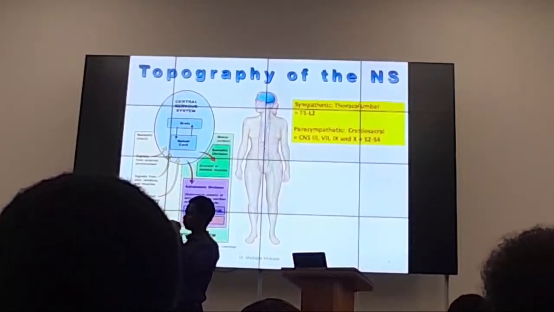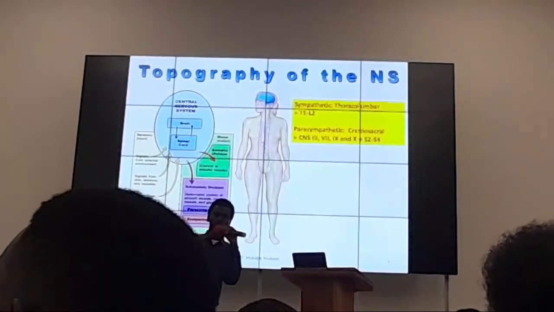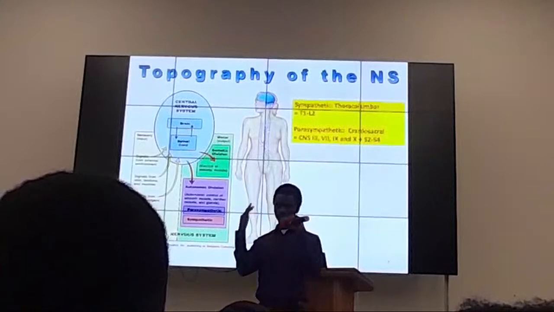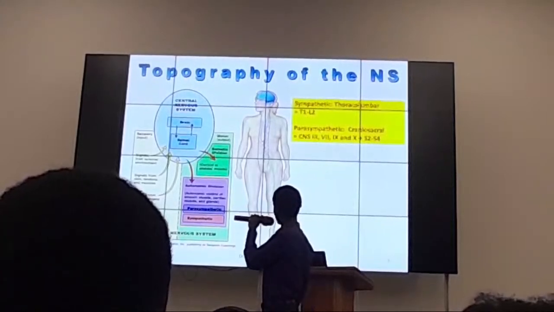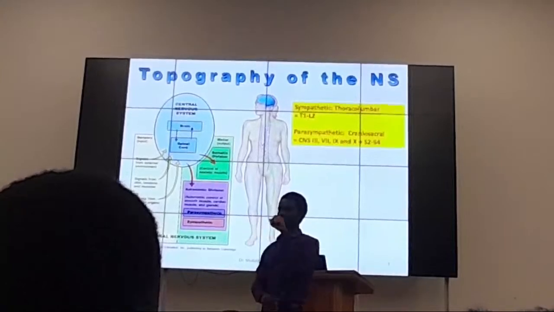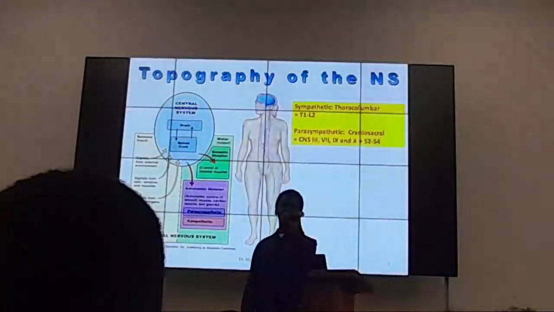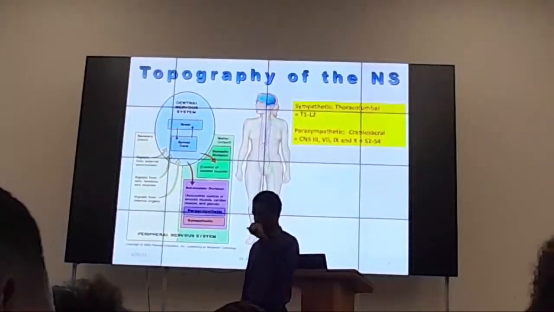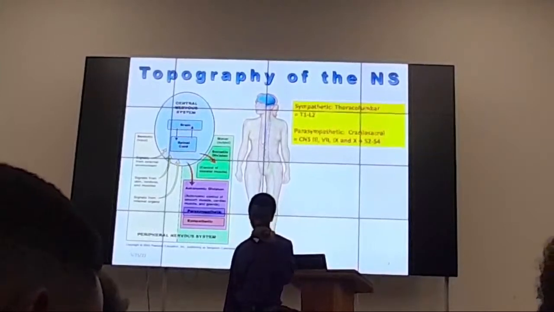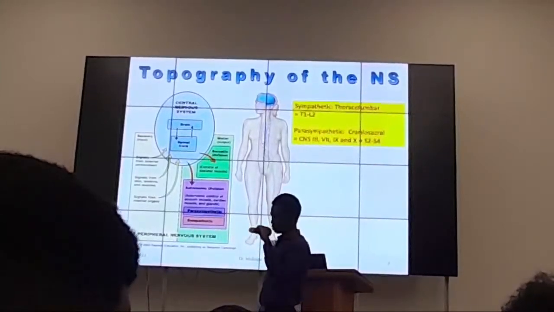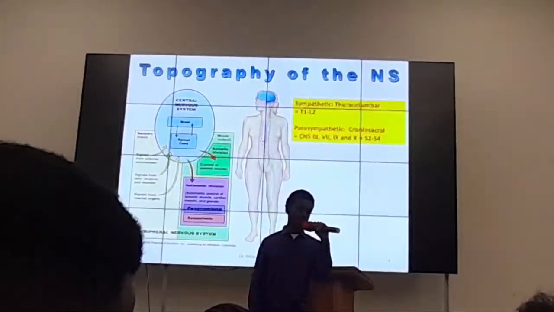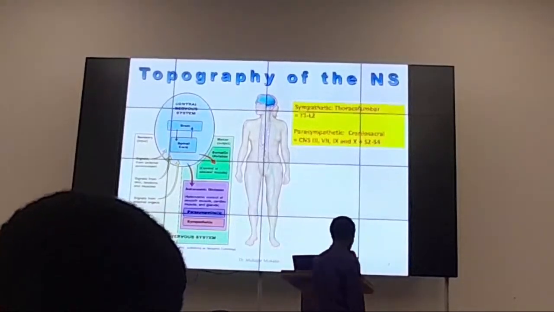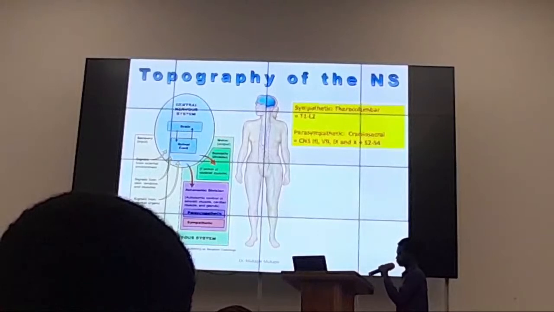Cranial nerve number 7. Yes, sir. Facial nerve. Okay, facial nerve, to control the face and so on. Number 9. Cranial nerve number 9. Glossopharyngeal nerve. And cranial nerve number 10. Vagus nerve, isn't it? The more common, well-known cranial nerve, vagus.